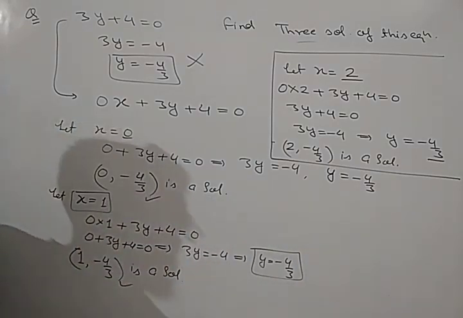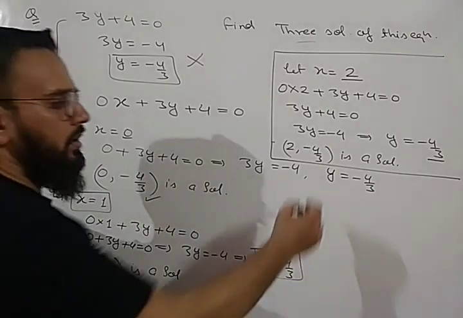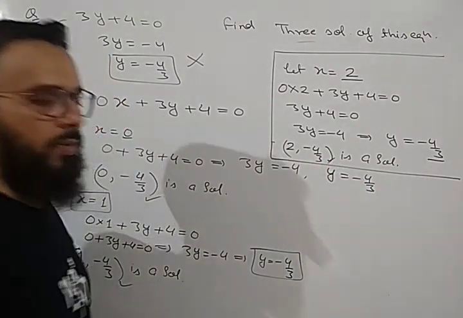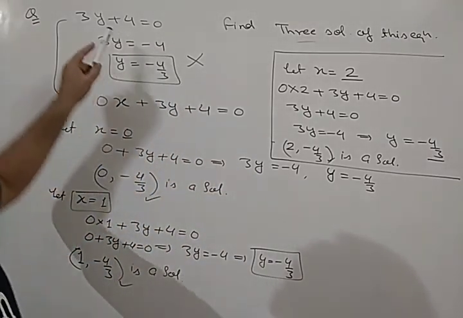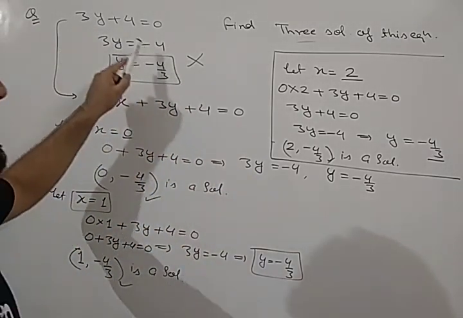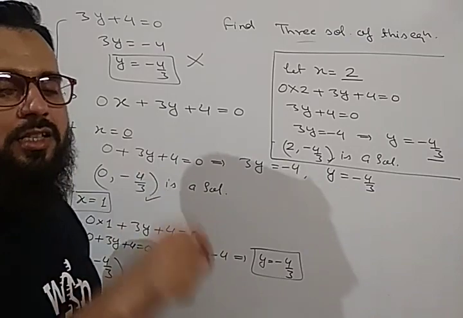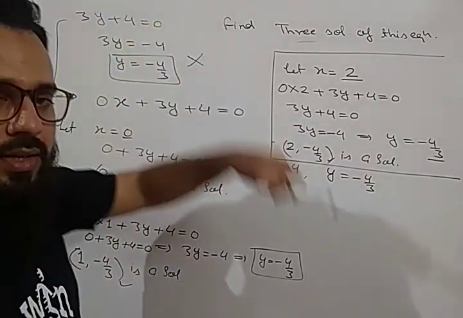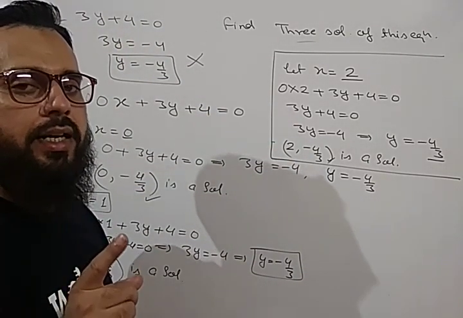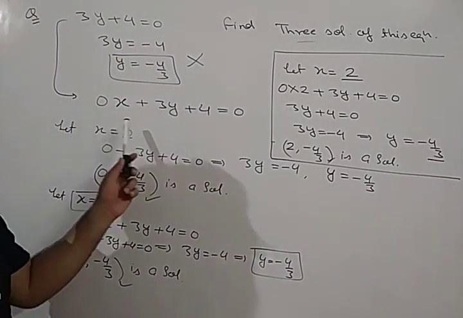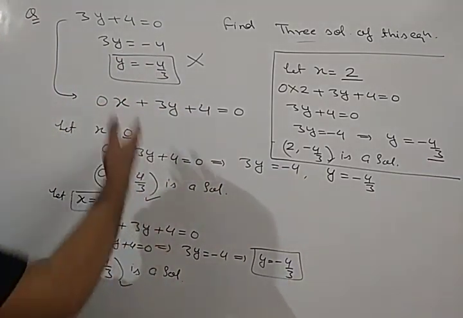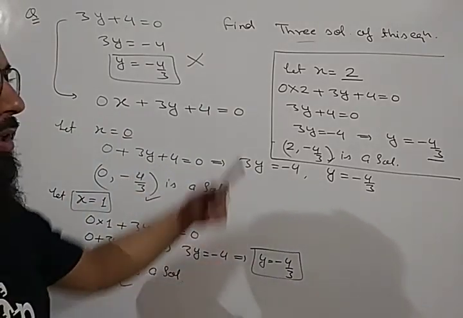Second solution is 1 comma minus 4 by 3. And third solution is 2 comma minus 4 by 3. Okay. So whenever the equation is given in such a form which is not in the general form, if the term of x is not given or the term of y is not given, then the first thing is that you have to convert that equation into the general form of linear equation in two variable.